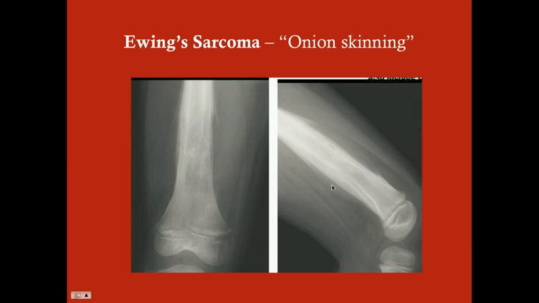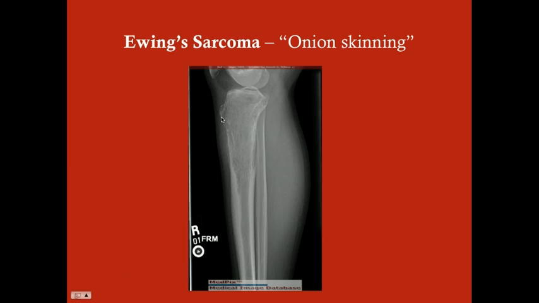So you can see another Codman's triangle right here, and you can kind of see it right here too. So here's another Ewing sarcoma, and you can see some consistent lines here. So anytime you see this onion skinning, it's going to warrant an immediate referral to an orthopedic surgeon.